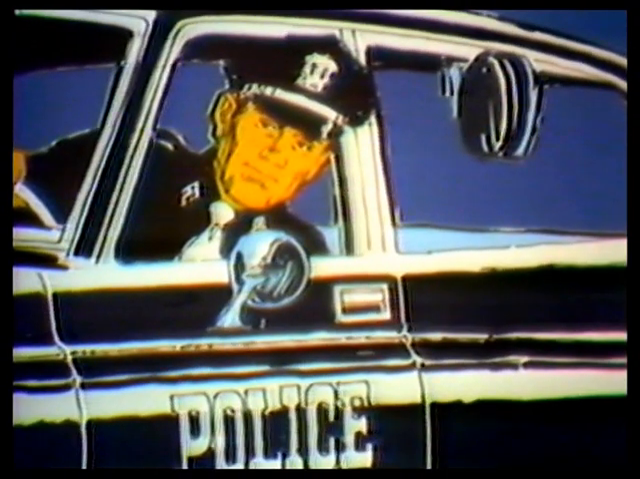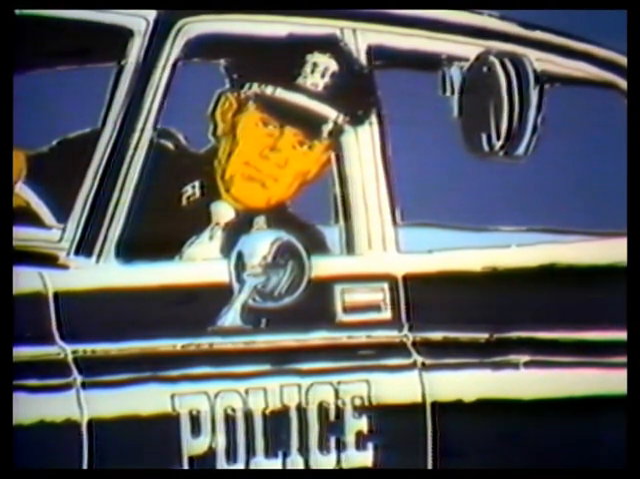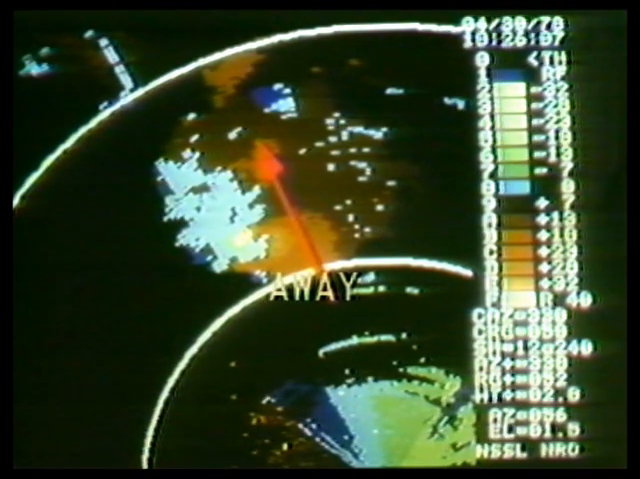Precipitation droplets act as radar targets. Law enforcement radar utilizes the Doppler principle, measuring the velocity of targets as they move toward or away from the antenna. Much like the law enforcement radar, Doppler weather radar can detect, measure, and display these precipitation targets as they move toward and away from the antenna.